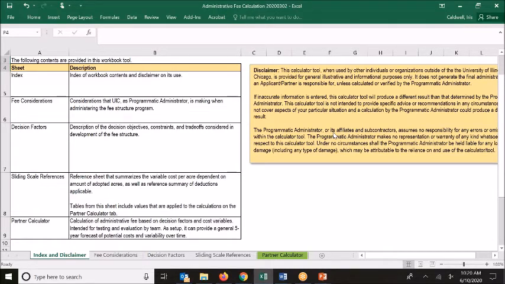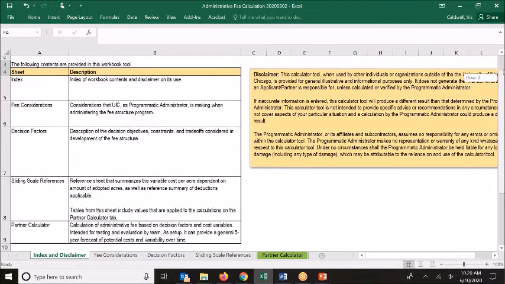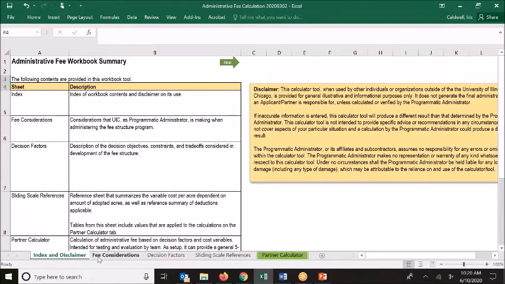Again, always a good idea when you're calculating the administrative fee to work with UIC if needed. If you have any questions, we will also recalculate the administrative fee as part of our application review process. And so again, the final costs will be determined as part of that application review that UIC is performing.